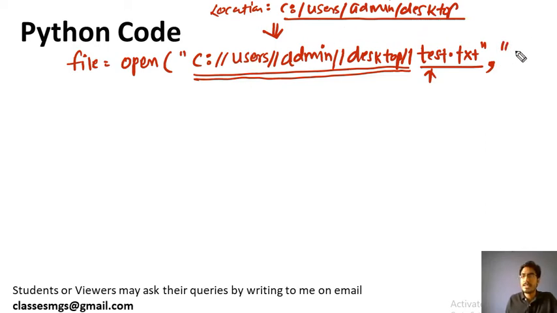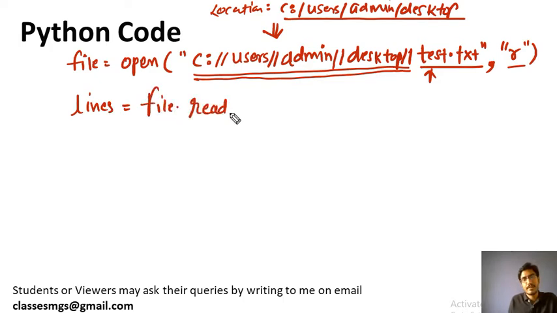Then you will pass the read mode, like this. Then we will fetch the lines. To fetch the lines, let me create lines. This will be a list. So file dot readlines. The file dot readlines method will return a list of all lines.